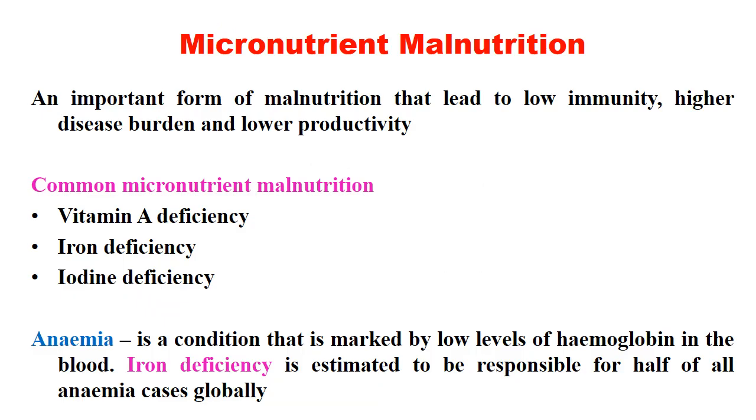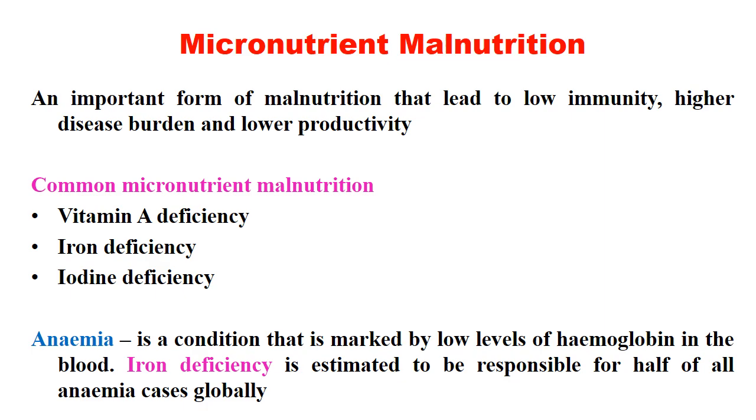Now we will briefly discuss micronutrient malnutrition. The nutrients which are required in a very small quantity but are very important are called micronutrients. Whereas some nutrients are required in a large quantity, and they are called macronutrients, like protein, carbohydrate, fat, etc. Micronutrients mean many of the vitamins, minerals, etc.